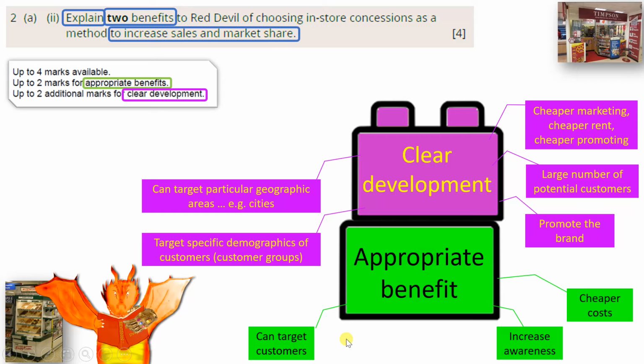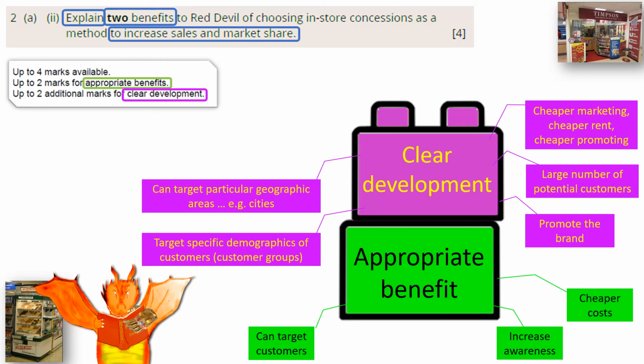Well, finally, as we've just clocked up the cheaper marketing, cheaper rent, cheaper promoting, therefore you can increase your sales because you're benefiting from the host footfall and the host promotions. And if you've got more of a budget, then you can actually then add to your own promotions. So that one's got quite a twofold benefit.